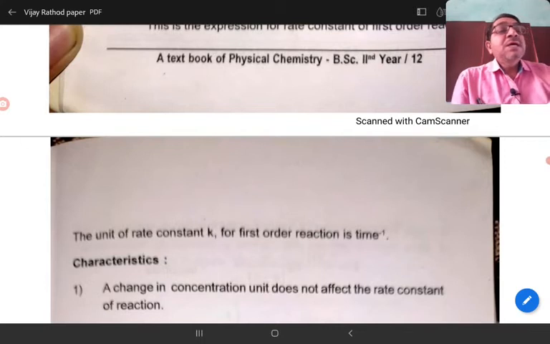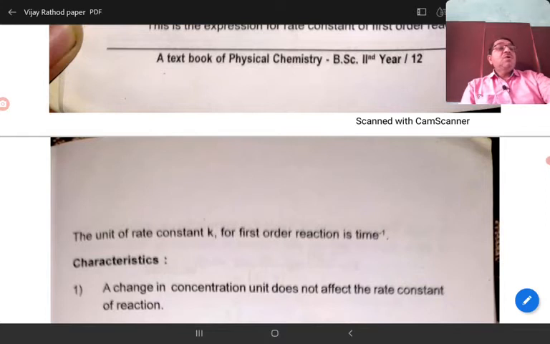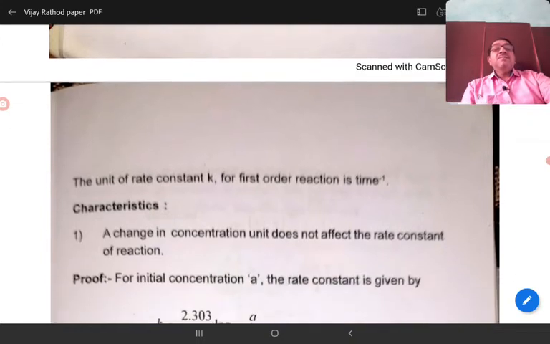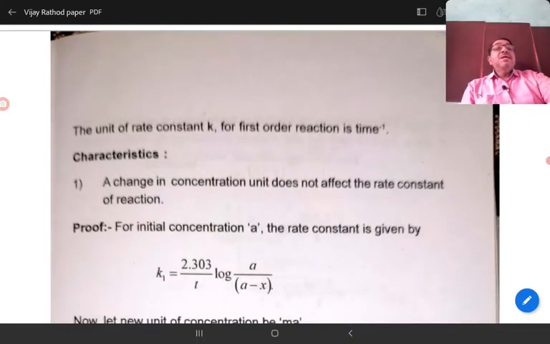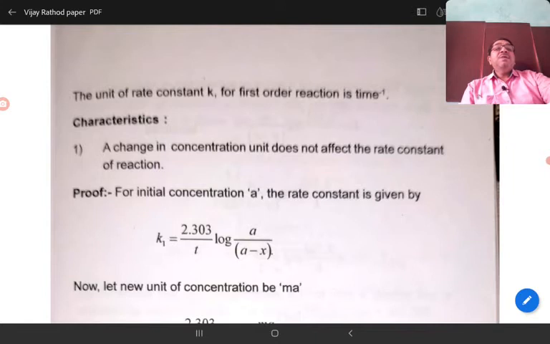Now, considering the first order reaction, we have to see the characteristic features of the first order reaction. Let us see the first characteristic. A change in concentration unit does not affect the rate constant of the reaction.